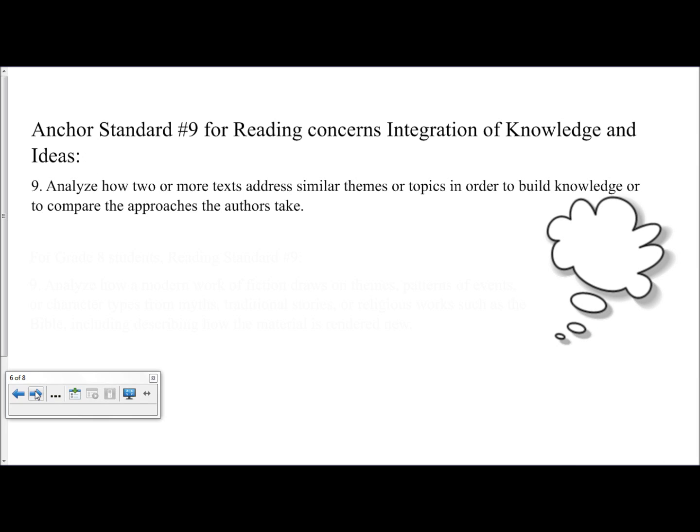Good job, Alana. Let's move on to anchor standard number 9 for reading, which concerns integration of knowledge and ideas. Number 9 states that we should analyze how two or more texts address similar themes or topics in order to build knowledge or to compare the approaches the authors take.